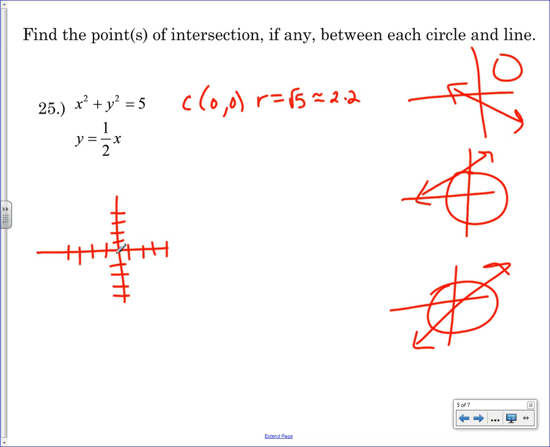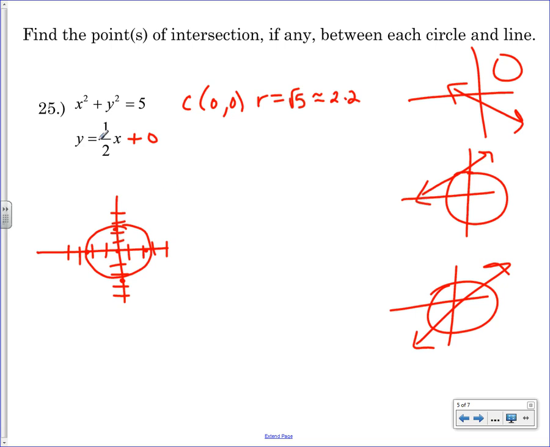So center's at 0, 0. I'm going to go up 2 and a little bit more. I'm going to go right 2 and a little bit more, down 2 and a little bit more, left 2 and a little bit more. I'm going to graph that circle the best I can, and just keep in mind it's a sketch. It's not perfect.